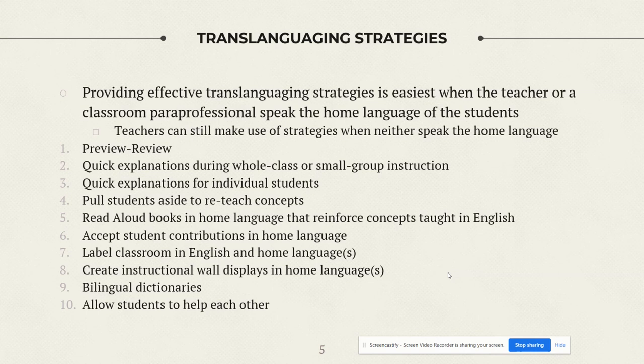The use of bilingual dictionaries was another strategy that we talked about, and allowing students to help each other, especially if they all speak the same home language, then that's really beneficial. And this isn't a comprehensive list by any means. Last week we talked about the value of having community volunteers who may speak the home language in the classroom, emailing to parents and seeking parent involvement. All of that would certainly benefit as well.